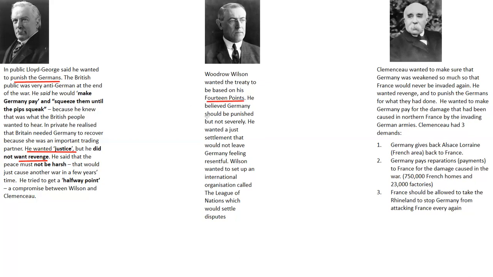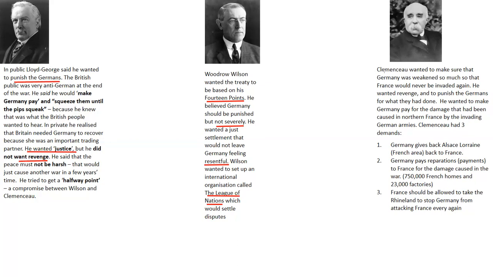So, that's Lloyd George. Wilson wanted the treaty to be based on his 14 points. He believed Germany should be punished, but not severely. He wanted a settlement that would not leave Germany feeling resentful. Wilson wanted to set up an international organisation called the League of Nations, which would settle disputes. So you'd argue that Woodrow Wilson's approach was very fair, and he didn't want too many problems.